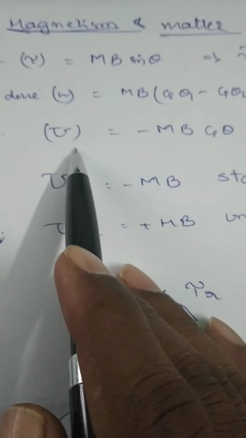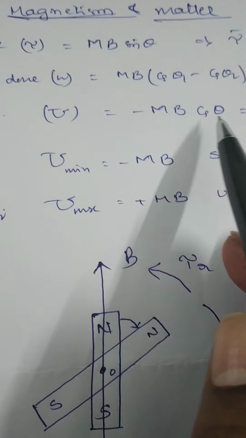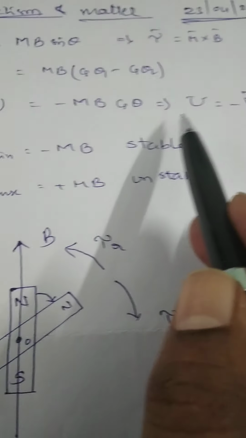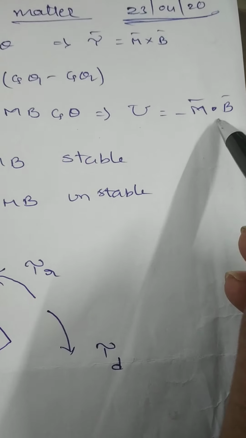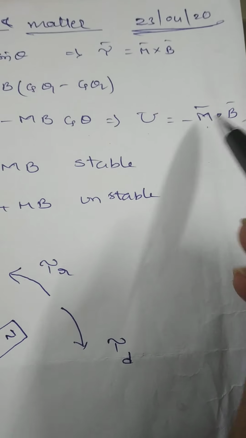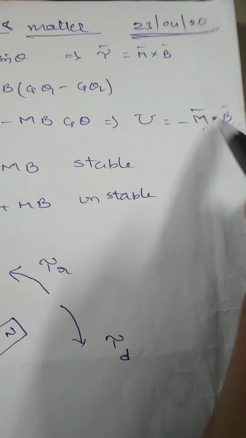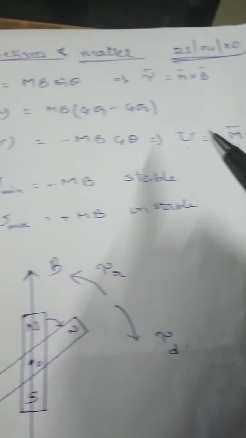Potential energy of the dipole U is equal to minus mB cos theta, or this implies U is equal to minus m bar dot B bar. And the dot product of m and B gives the value of potential energy of the magnet.